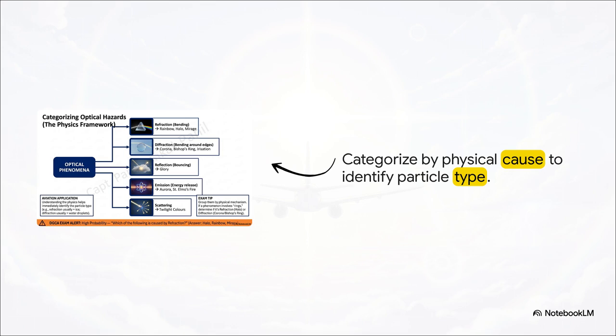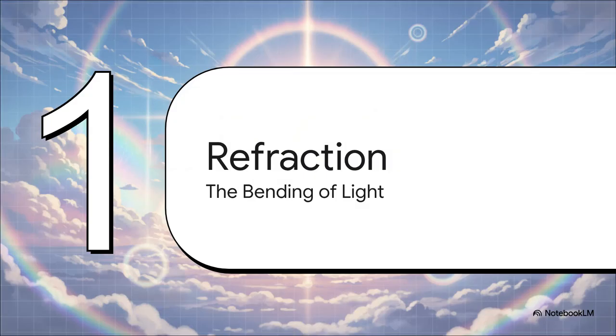Your exam tip for this part: group them accurately. If an exam question asks about a phenomenon with rings, you immediately need to stop and determine if it's refraction, like a halo, or diffraction, like a corona. It's that simple, but you've got to know the difference. Moving on to Section 2. Refraction, rainbows, halos, and mirages.